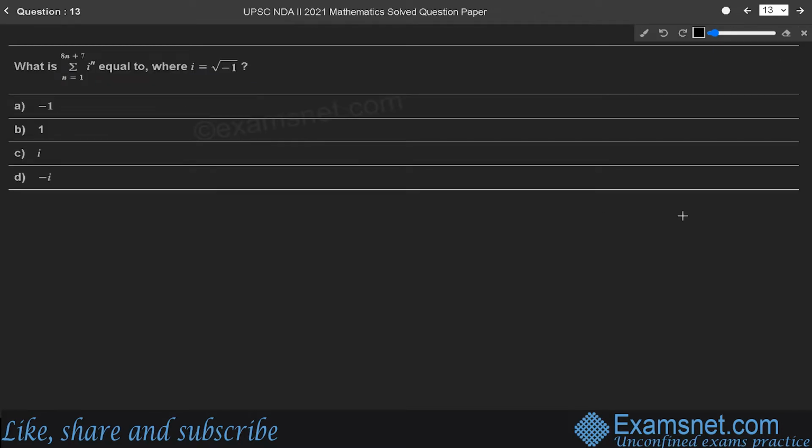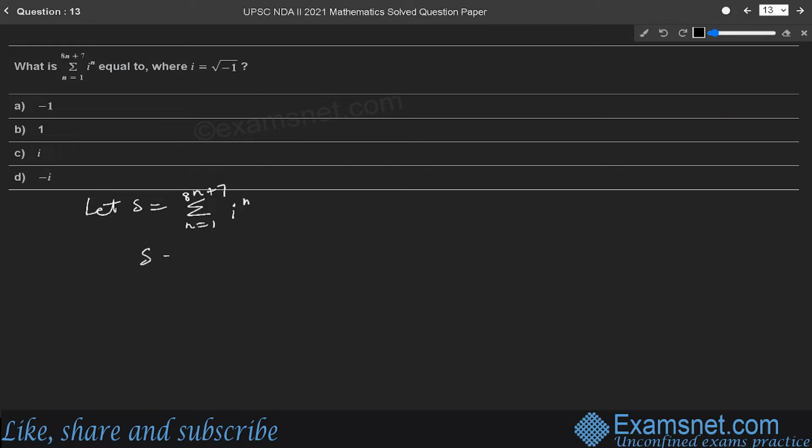Next question is, what is the summation of n from 0 to 1, (8n plus 7) I to the power n equal to, where I is equal to under root of minus 1. There is a given expression, which is the summation of (8n plus 7) I to the power n. So let S be equal to this term.